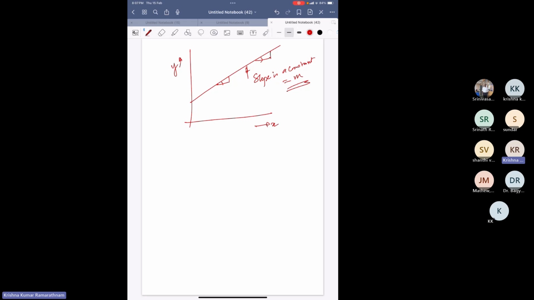The slope is constant. Now, let me write this again. y is equal to 4x plus 3. So what is the slope? 4. Clear?